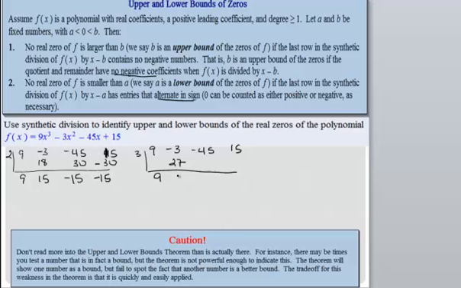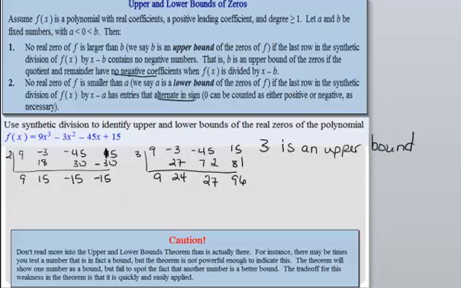Multiply, add, multiply, add, multiply, add. Notice how all of these are positive? That means 3 is an upper bound.